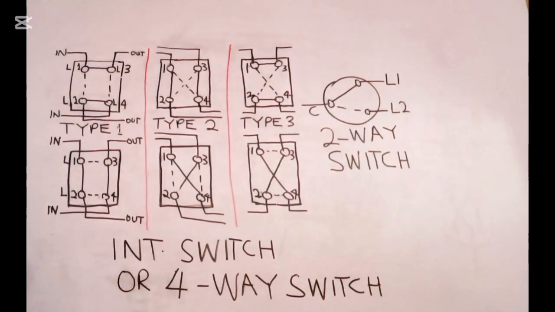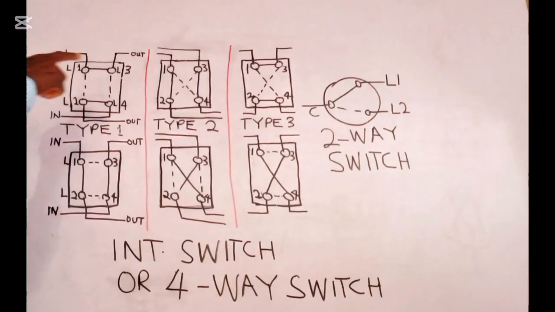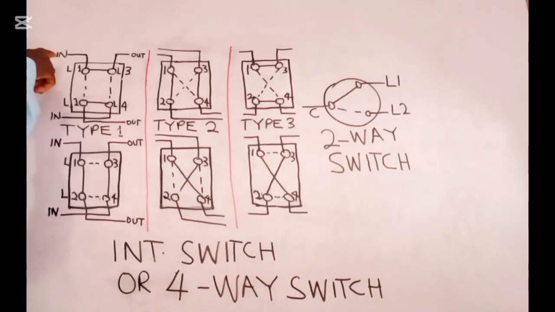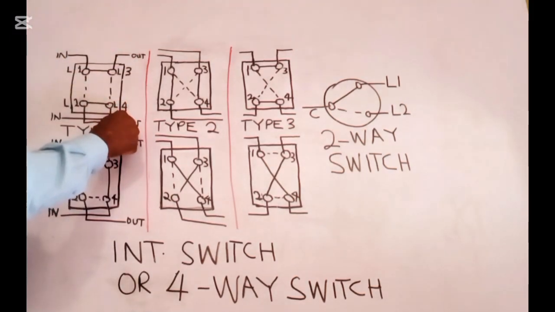These are the intermediate and two-way switches, including their terminal marking available in our market. Line 1 through to 4 are the terminal markings. Input, input, and these are the output terminals.